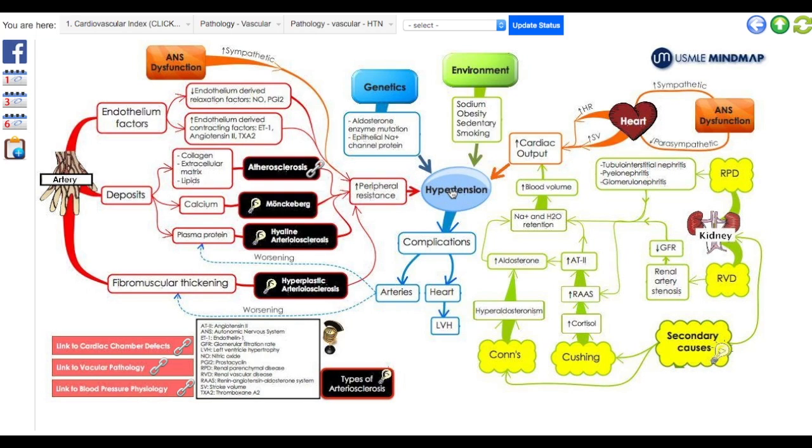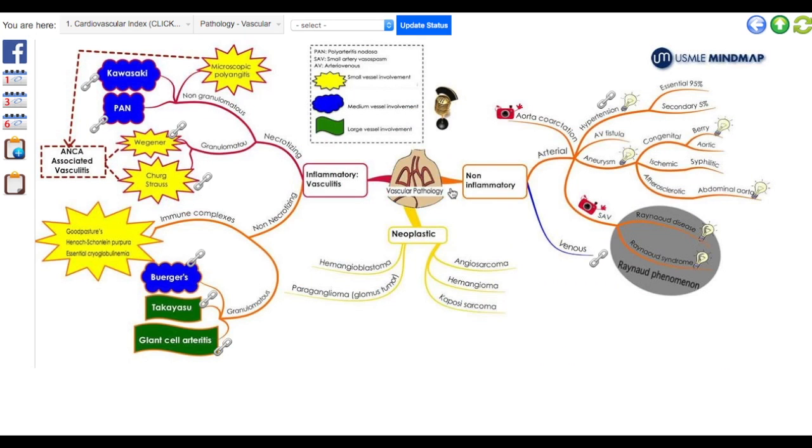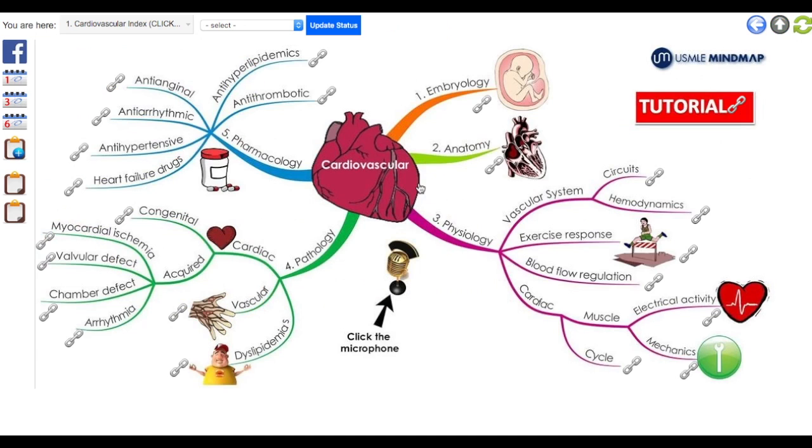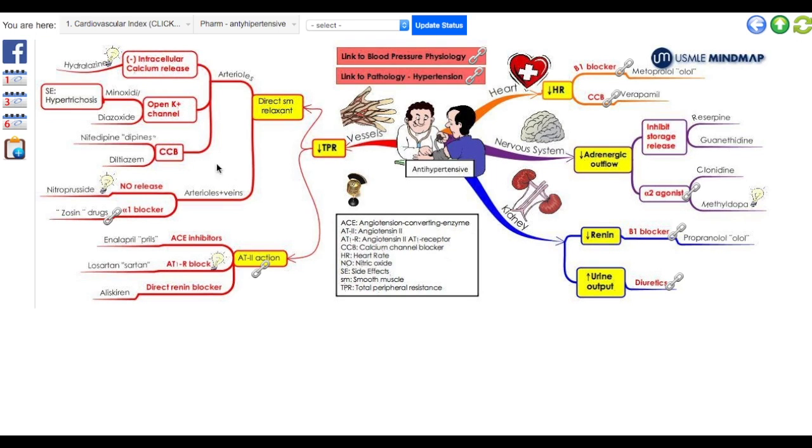For example, big map. And we can see now that the student is able to, after conquering the pathology, now able to go safely into the management of blood pressure, which is the pharmacology. Here's the link. On the left, antihypertensive. We click on that link and the overall big picture.